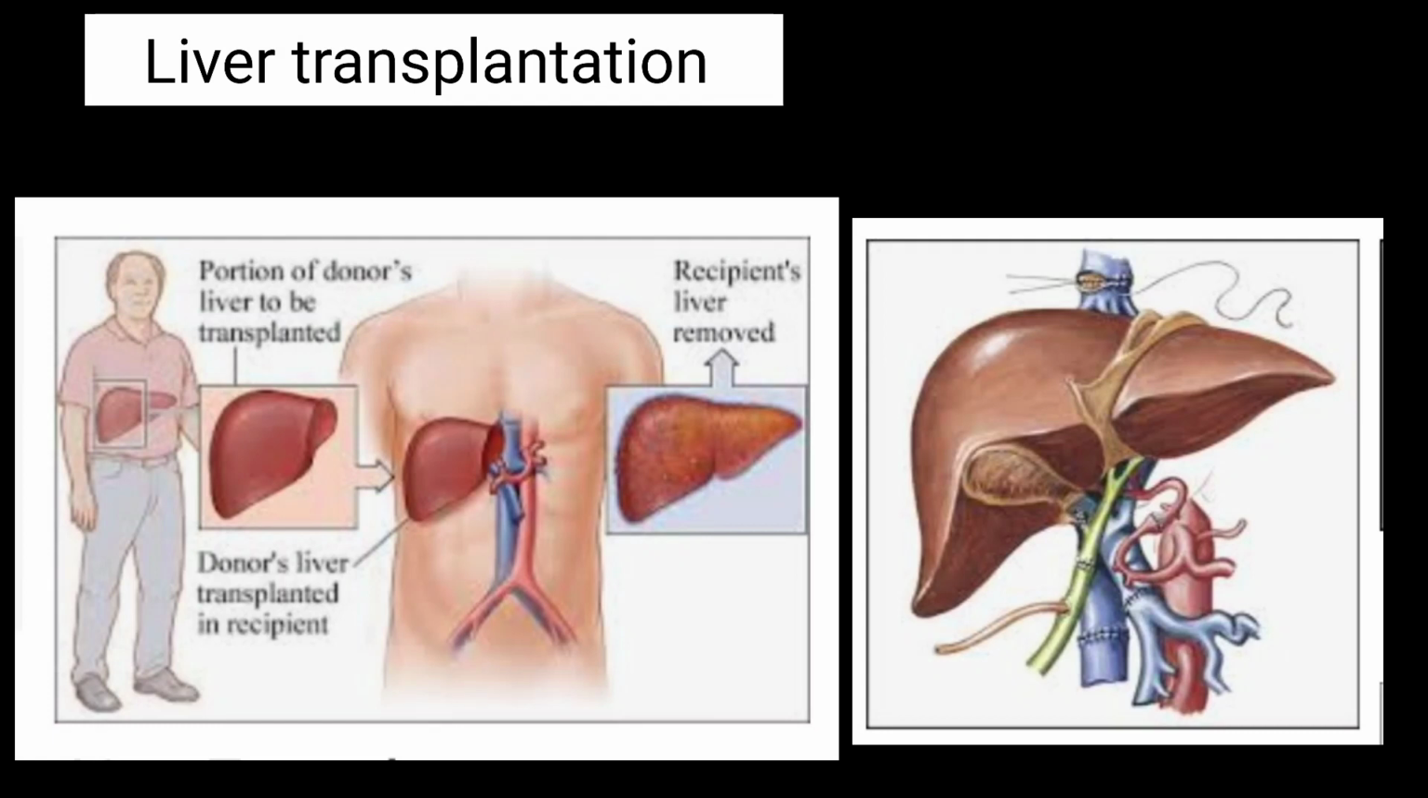Liver transplantation can be done in patients with end-stage liver disease. The implant of the graft requires an inferior caval anastomosis followed by anastomosis of the portal vein, and finally arterial and biliary anastomosis are performed.